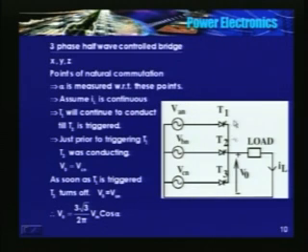So it all depends on alpha. That's all. The average value of the output voltage, the expression is the same as that of the half wave uncontrolled bridge. The only term that will come is cos alpha. Rest all remains the same. Each device conducts for 120 degrees. Now let me draw the output voltage waveform and see how it looks.